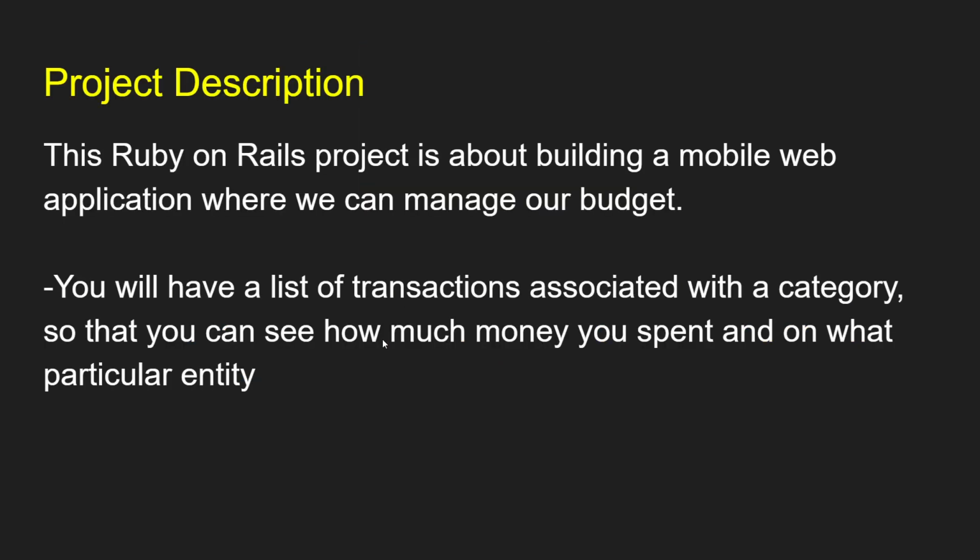This Ruby on Rails project is about building a mobile web application where we can manage our budget. So we will have a list of transactions associated with the category so that we can see how much money we can spend and on what particular entity.